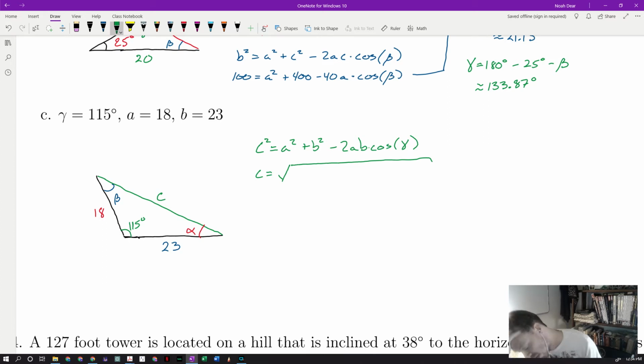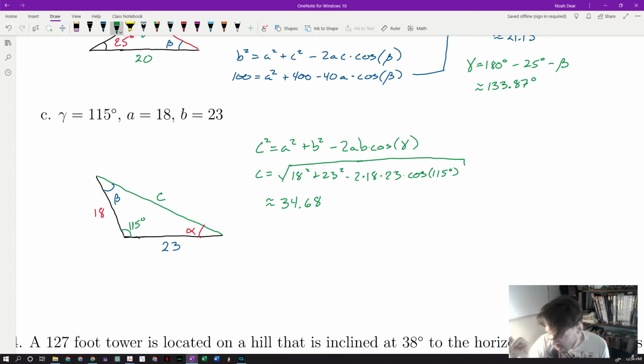You guys, I put a little tail on the end of my square root to say, hey, this is where it ends. It just kind of helps with the visual and keeps things from floating in and out of the square root on accident. 18 squared plus 23 squared minus 2 times 18 times 23 times the cosine of gamma, which is 115 degrees. A little longer here. There we go. Plug that into the calculator, and this should work out to be about 34.68. Seems reasonable. It should definitely be the longest here.